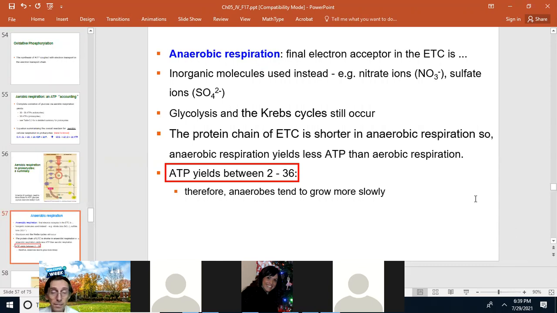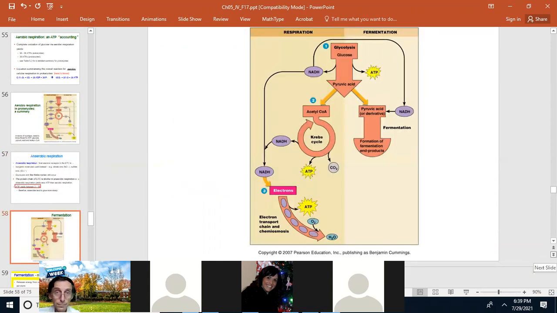Because anaerobes do not generate as much ATP per molecule of glucose as aerobes, anaerobes tend to grow slower than aerobes. Any question about that? Anaerobes will grow slower than aerobes, because aerobic respiration is the most efficient. All right, so we've talked about respiration involving three steps: glycolysis, the preparatory step and the Krebs cycle, and the electron transport chain. And you see all of these three steps in both aerobic respiration and anaerobic respiration.